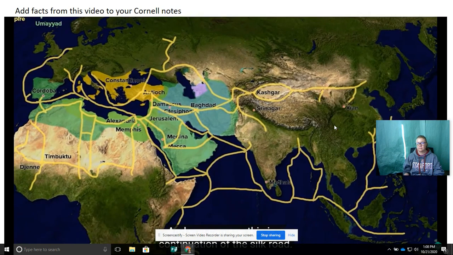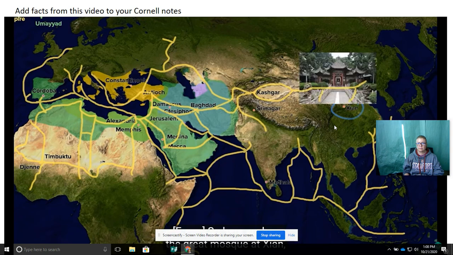And you can see this is a continuation of the Silk Road. It goes all the way from Rome to China. This is Xi'an, which was then known as Chang'an. This is the imperial capital of at least 10 different Chinese dynasties. There's also a very large mosque here. So here we have the Great Mosque at Xi'an.